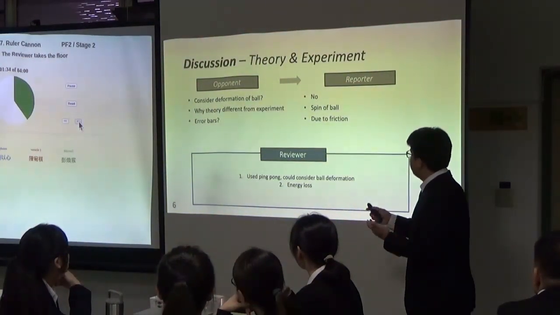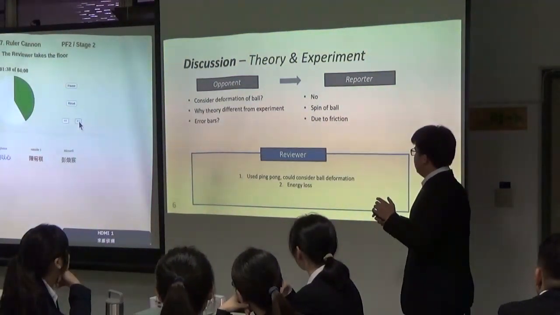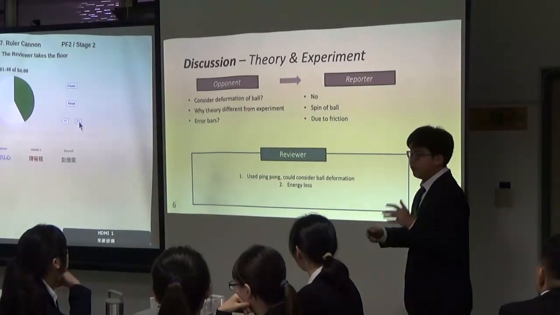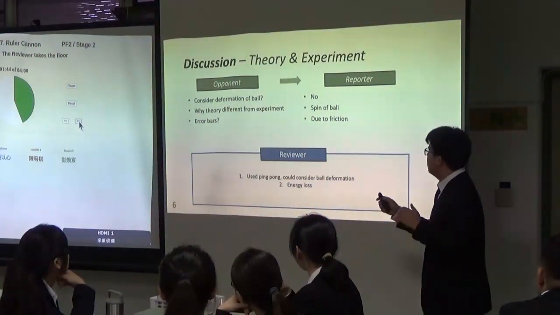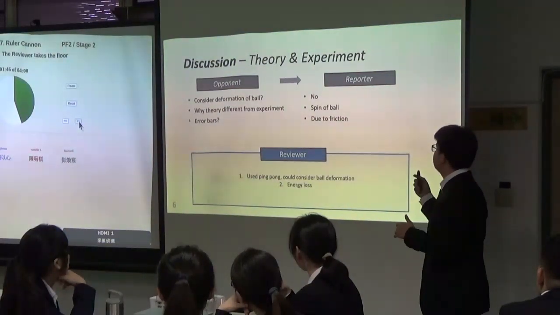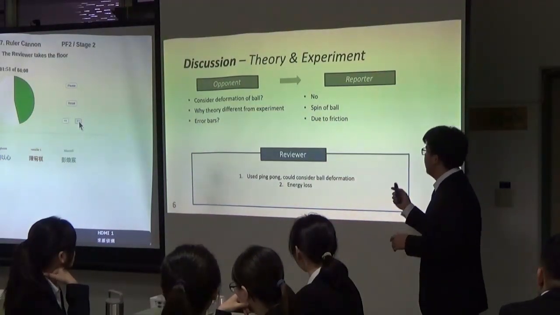So the opponent asked about the deformation of the ball and the reporter said no. We think that there will be a deformation of the ball, but it's likely small. And the opponent asked about the difference from the experiment, and this reverses the spin of the ball. We see that it's because they also have to consider energy loss.